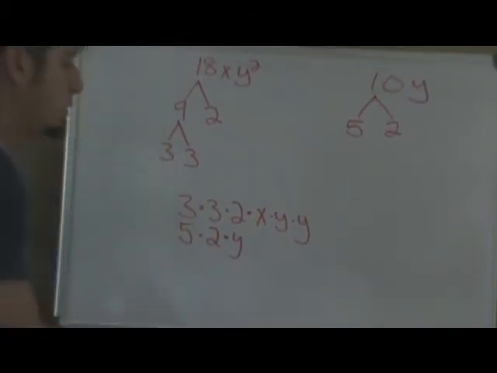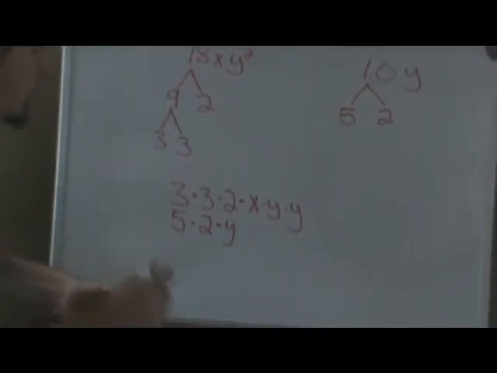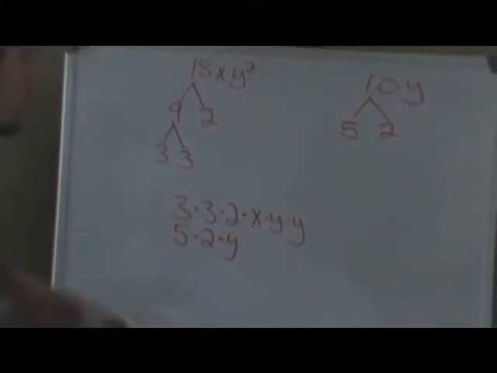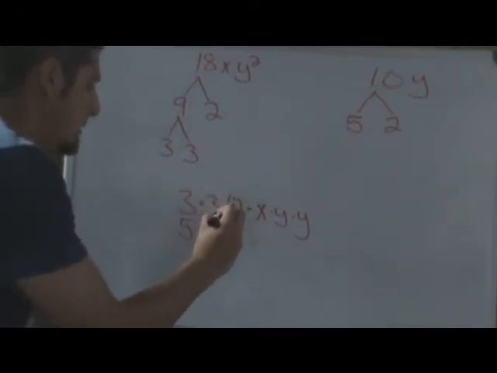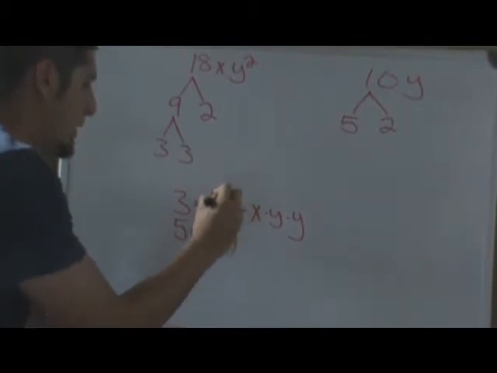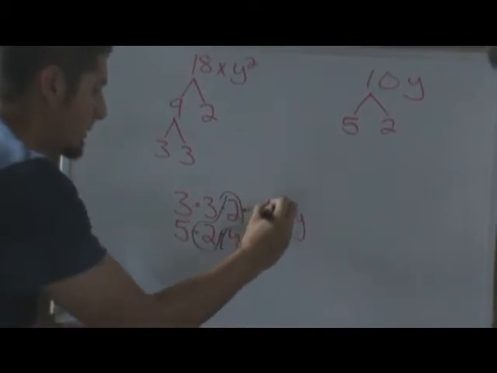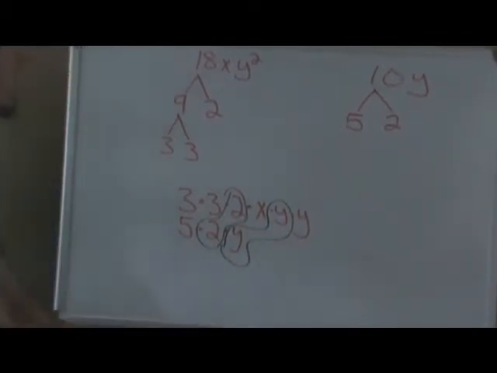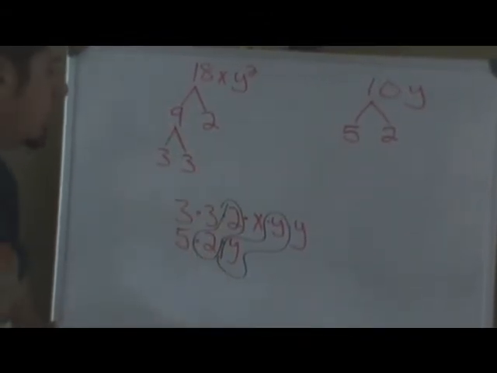So if I want to find the LCM of these two monomials, just as I did with regular numbers, I'm going to circle what they have in common. So I can see that they share a 2, and I can see that they share a y. Now if you can, as you're writing out the prime factorizations, line up the numbers they have in common, it makes things a little easier.